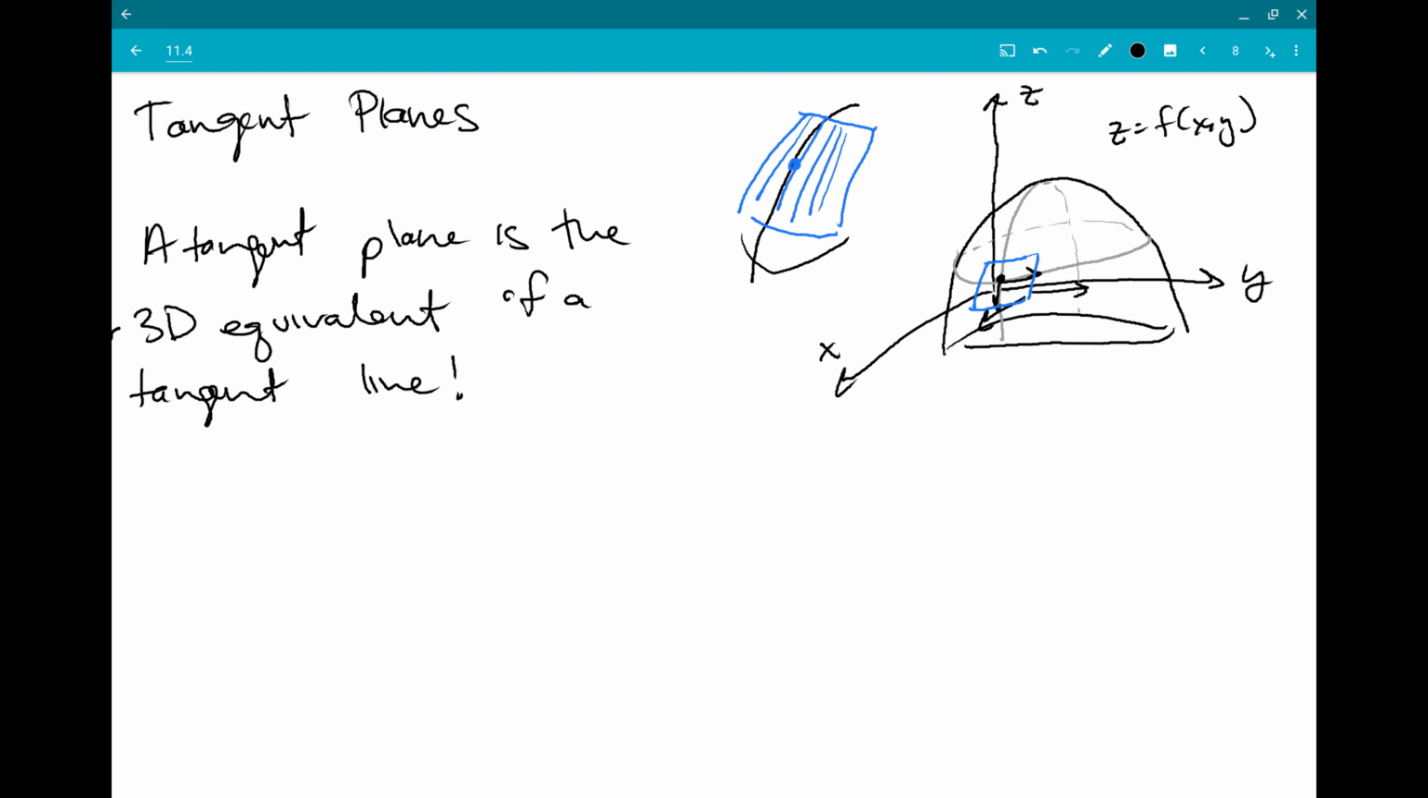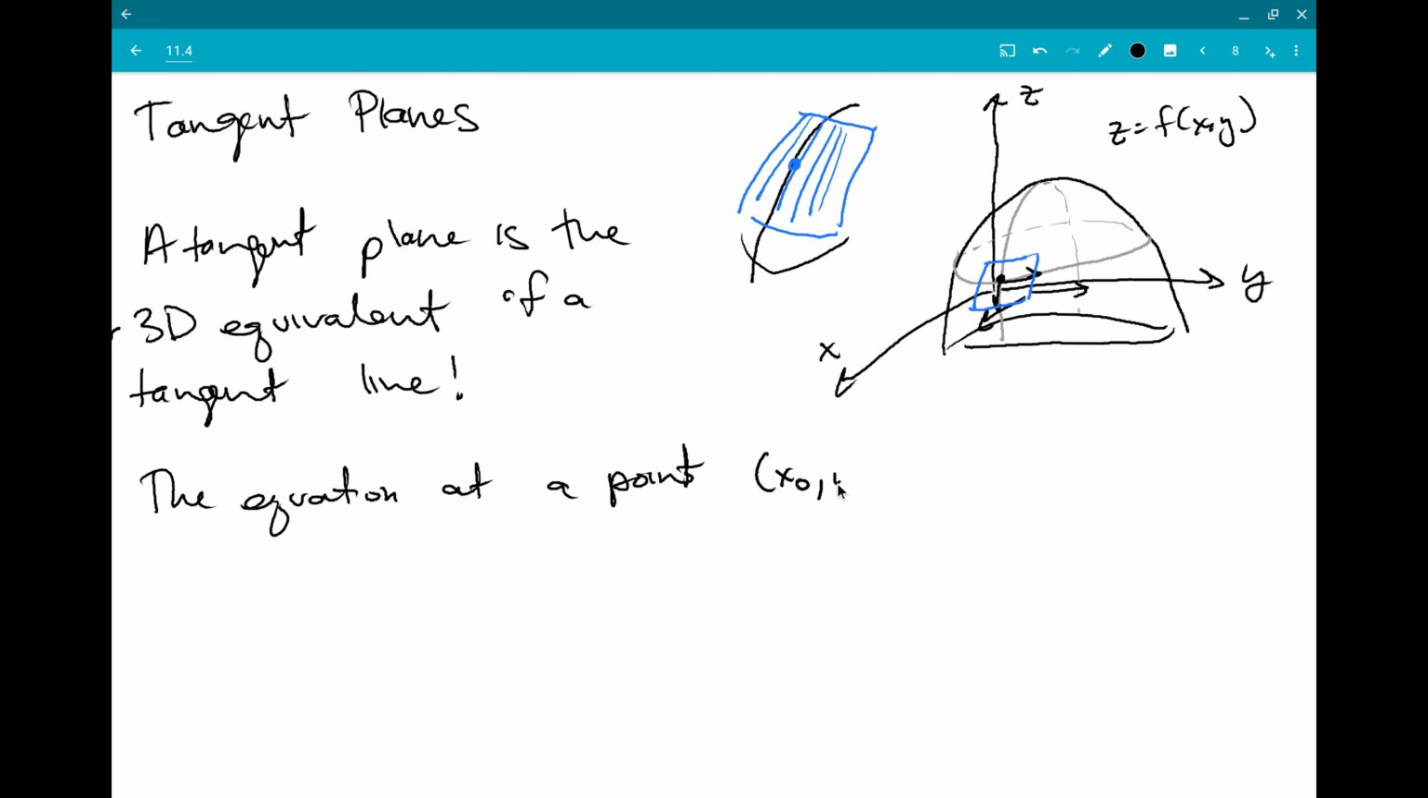And the equation for the tangent plane is going to be, oh, this thing is back. I'm so excited about that.